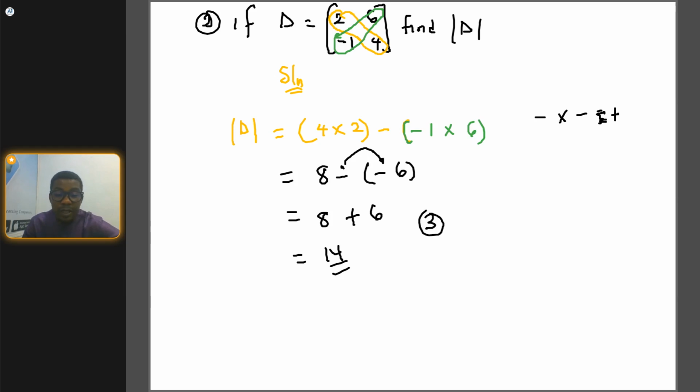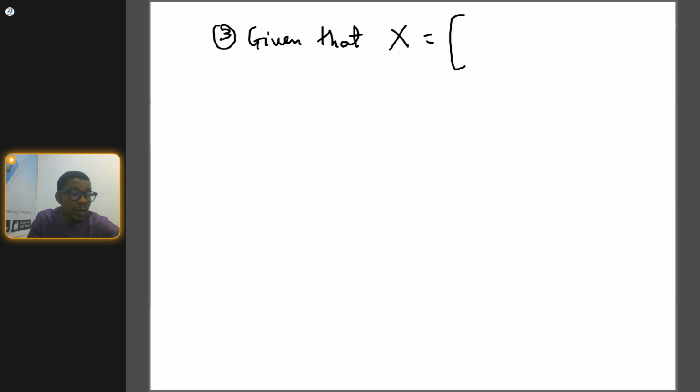Question 3. Let's take another one. Given that matrix X is equal to [3, 8; 6, 16]. Find the determinant of X.